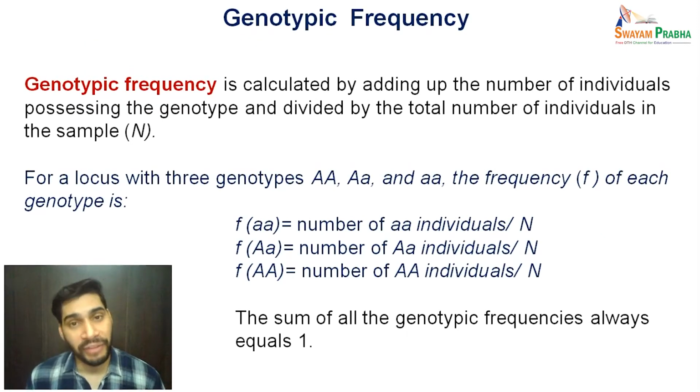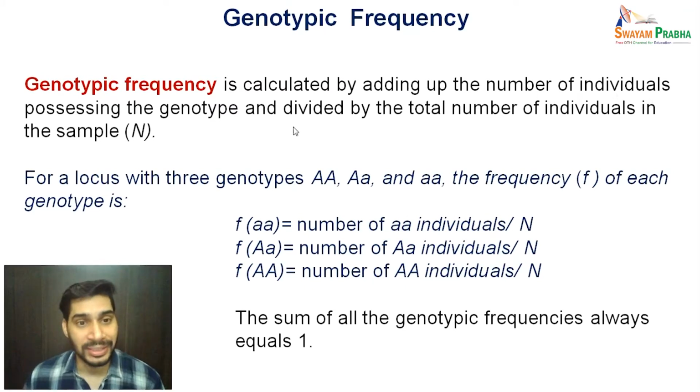The genotypic frequency, as the name suggests, is the frequency of a particular genotype within a population. It can be calculated by adding up the number of individuals possessing a particular kind of genotype divided by the total number of individuals in the sample or the population. It gives us the expression for the frequency of that particular genotype within that specified population.